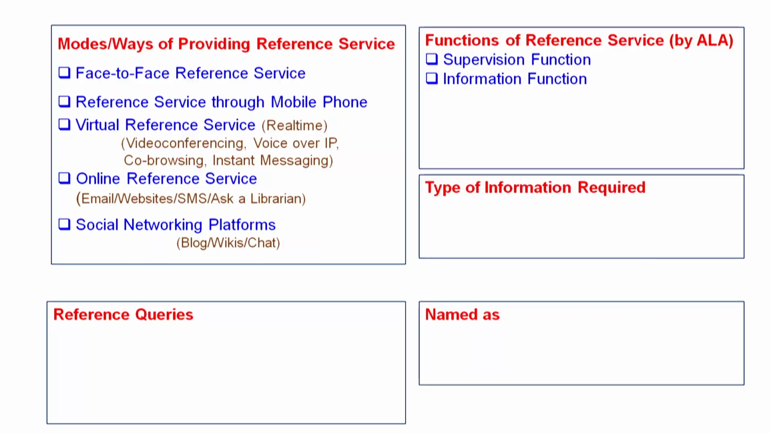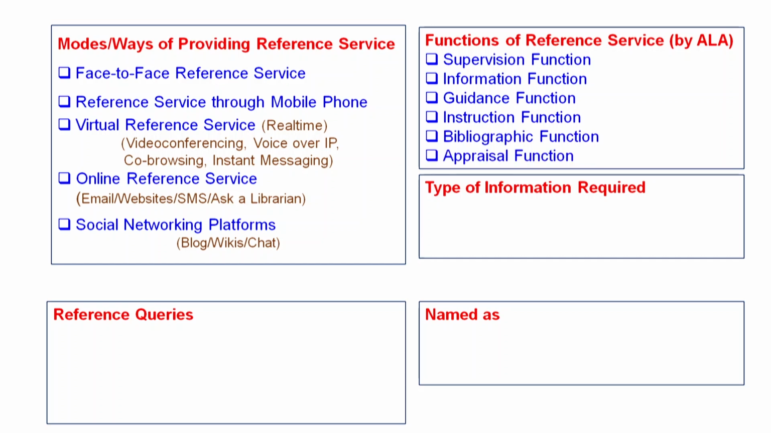According to the American Library Association, there are 6 functions of reference services. What are those functions? Supervision function, information function, guidance function, instruction function, bibliographic function, and appraisal function. These are the 6 categories made by the American Library Association when you are providing reference services. When you are providing information, we call it information service or reference and information services. And when you are providing some instruction to use this particular terminology or this particular tool to provide this particular answer, that kind of guidance you can give, appraisal you can give, instruction can be given. So based on that, these 6 categories are made.